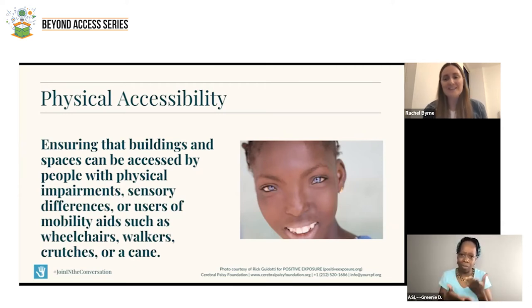We see that a lot within schools. Quiet rooms for people with sensory challenges. You know, physical accessibility is for everyone, regardless if their disability is visible or non-visible. And it's something that we all benefit from and something that we need to make sure is a priority, both within the building and the spaces that we're creating and are accessing.